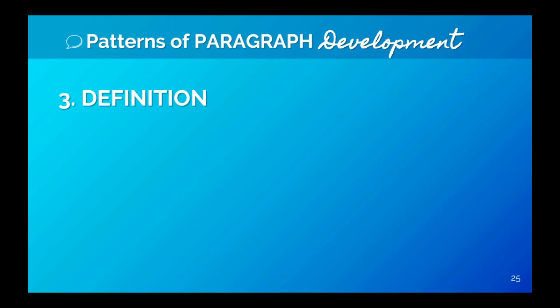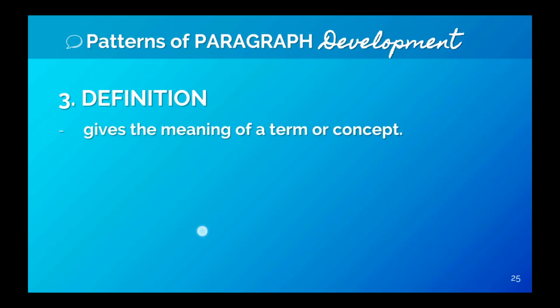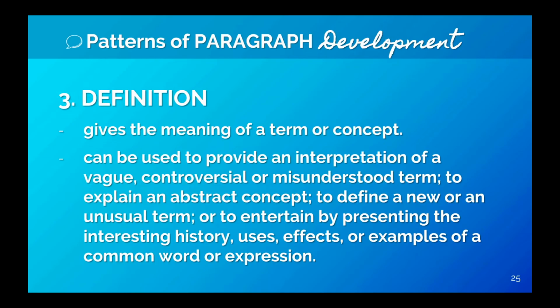Third, we have definition. If in description we describe the topic, in definition we define it. We give the meaning of the term or concept. This can be used to provide an interpretation of a vague, controversial, or misunderstood term, to explain an abstract concept, to define a new or an unusual term, or to entertain by presenting the interesting history, uses, effects, or examples of a common word or expression. So definition is used when your topic is something that requires definition, something that requires provision of meaning.